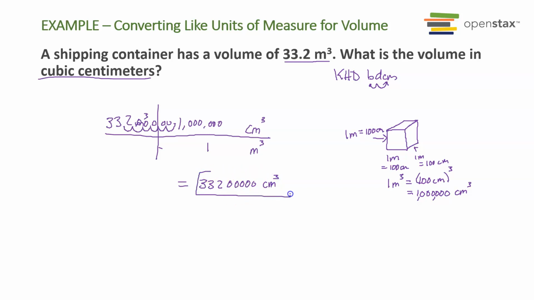cubic centimeter amount. So we went from meters, which was a larger unit, to centimeters, which is 2 powers of 10, so 10 squared smaller. Centimeters are 100 times smaller than a meter, so that's why we get such a large amount.